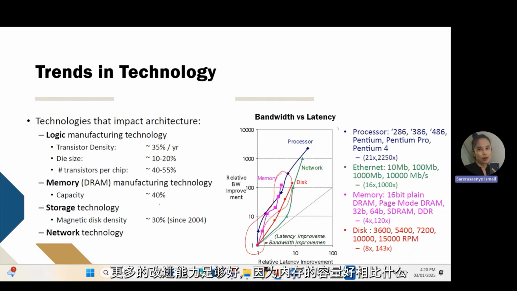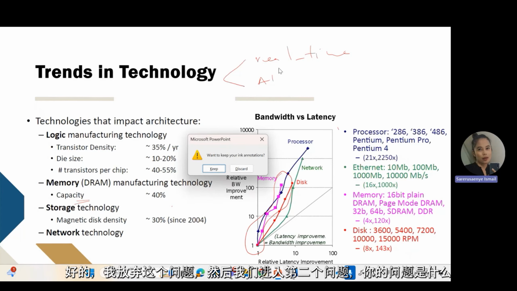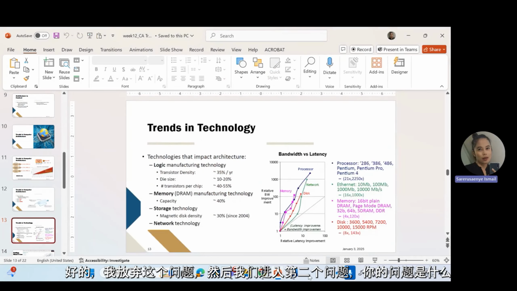Because the capacity of memory compared to what we have right now, especially this technology, is referring to real-time system demands and also AI demands. So these two become more challenging. Anyhow, this one I discard, and then we go to the side question.